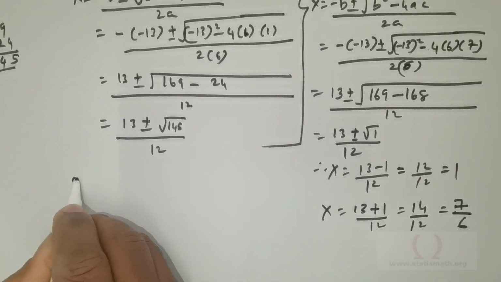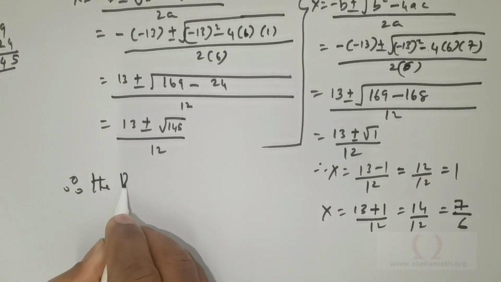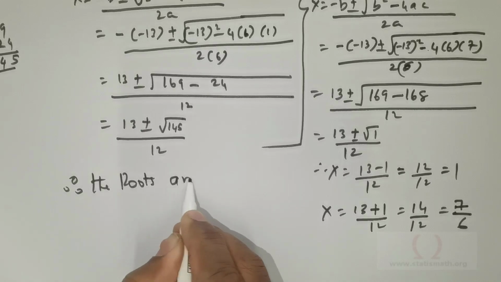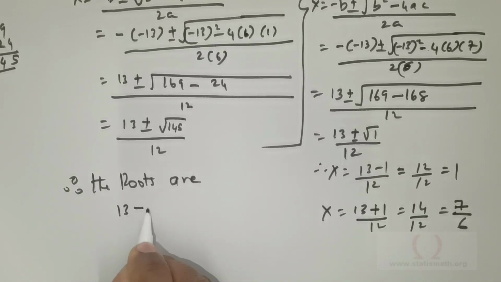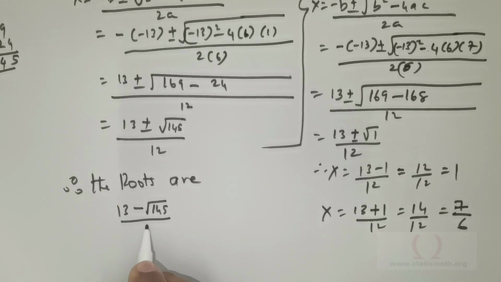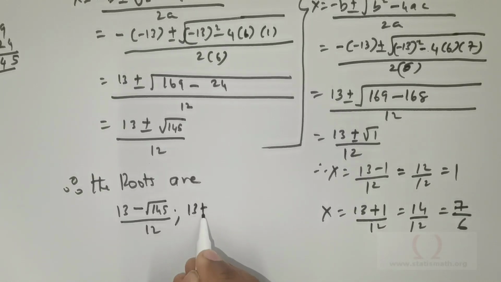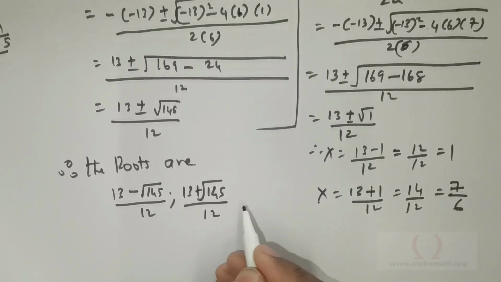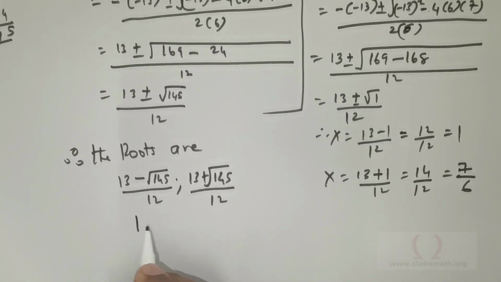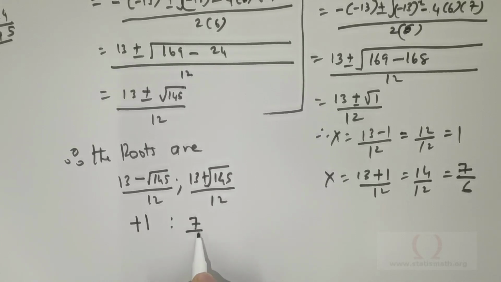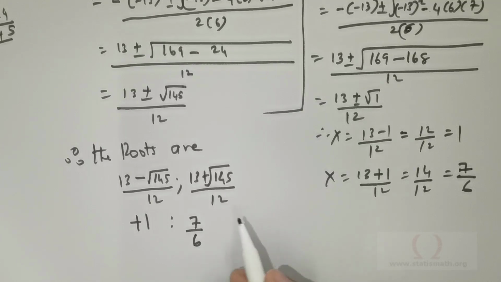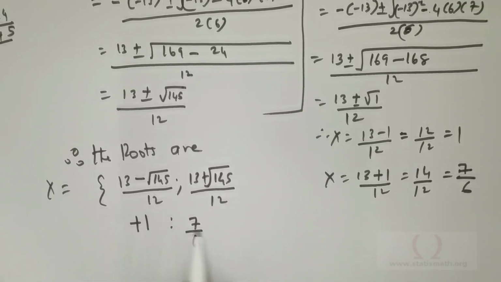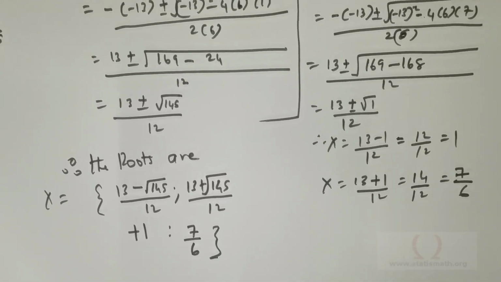So therefore the roots are (13 − root of 145) divided by 12, (13 + root of 145) divided by 12, 1, and 7 over 6. So these are the roots, and that completes the solution for this question.